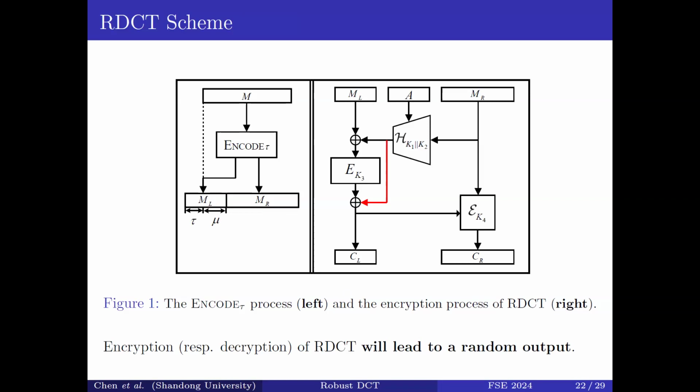Our attack works because of the way DCT deals with the stretch. DCT encrypts the message by XORing the output of the UHF. So we added a new line, the red line. We slightly modify the DCT scheme to avoid this problem. The new scheme is called the robust DCT, or RDCT. Encryption or decryption of DCT will lead to a random output.